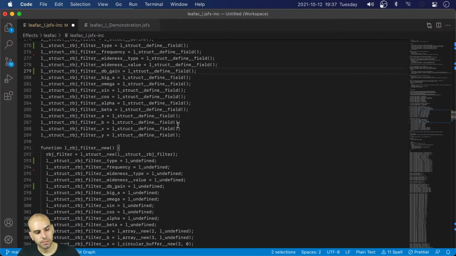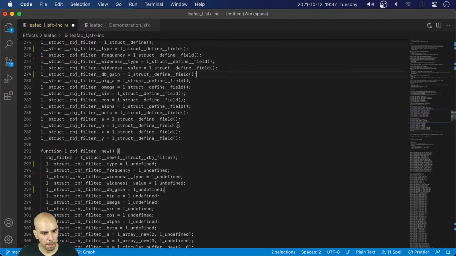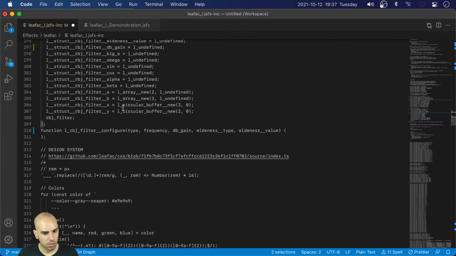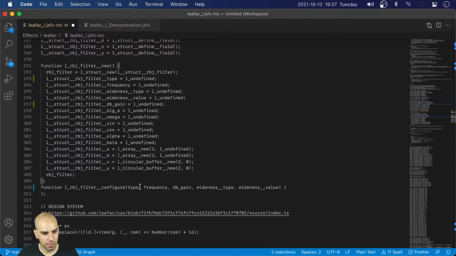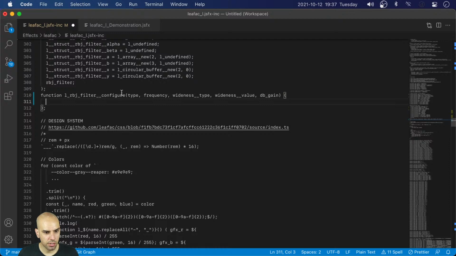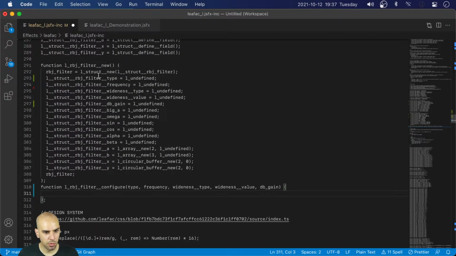All right, so that means that here I'll have type, frequency, wideness, and dB gain will be the last fellow. And that's how you configure the filter, by providing me with these arguments. From this, including that, I will calculate everything else.